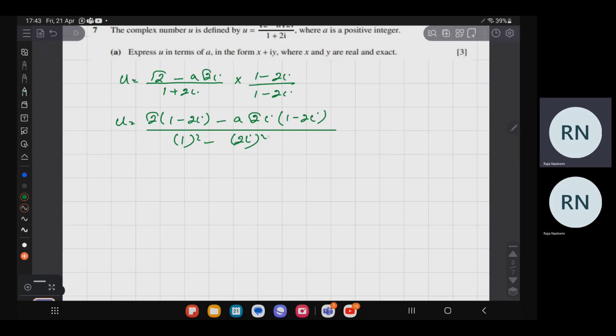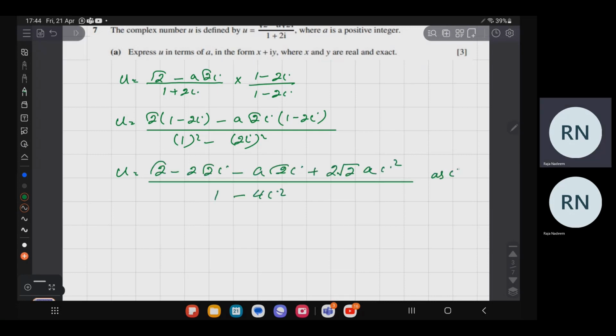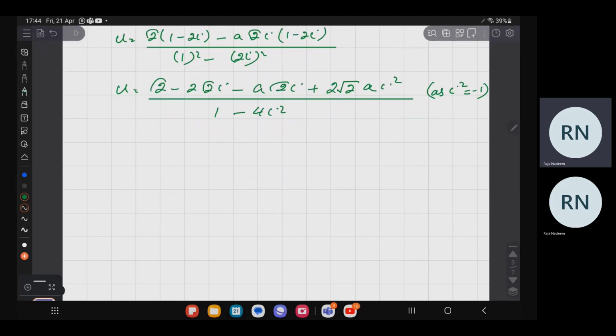In the denominator, we have the type of the formula that is a square minus b square. So we can directly write it the real part square and the other is imaginary part square with iota. So u would be equal to minus 2 under root 2 iota. As iota square is equal to minus 1, so we replace iota square in the step, and here are the iota square. So this term would become equal to, and iota square will be replaced with minus 1. Under root 2 is the real part, and this becomes also the real part.